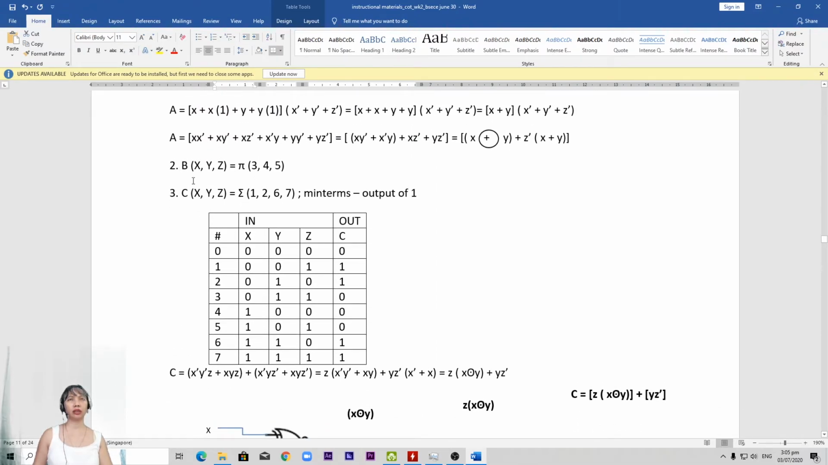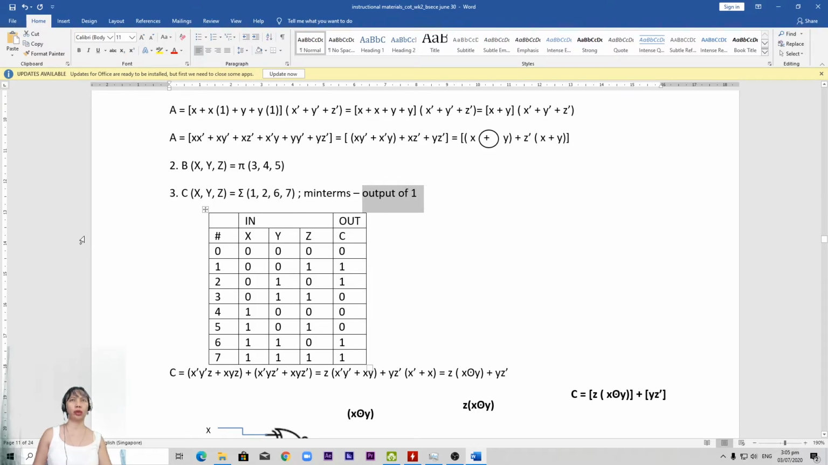The given canonical form is C equals f(X, Y, Z) equals summation of 1, 2, 6, 7. Whenever you see the summation symbol, it means these are minterm numbers. These numbers have an output of 1. Output C is a function of inputs X, Y, and Z, so we have 3 inputs and 1 output C. With 3 inputs, 2 raised to n, where n is 3, so 2 raised to 3, we have 8 possibilities.